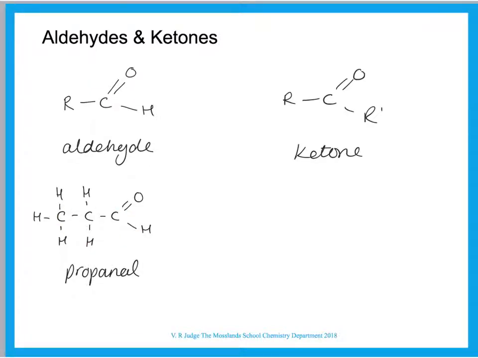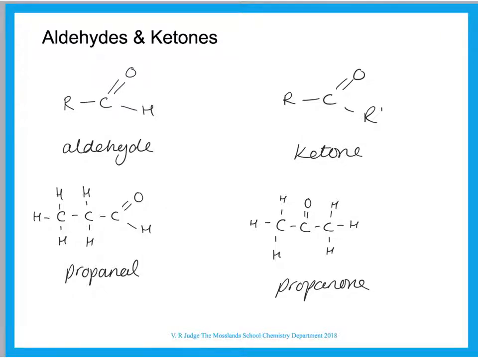And a ketone is very similar. It still has a carbonyl group, which is a carbon double bonded to an oxygen. In this direction, it still has an alkyl chain, but here, instead of having a hydrogen, it has another alkyl chain, which might be the same as this one, or it might be different.